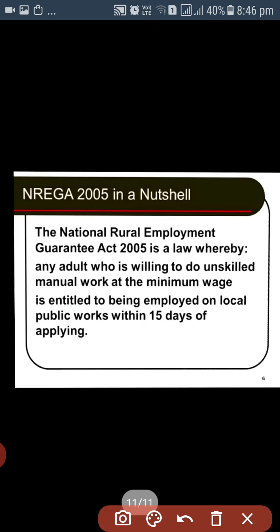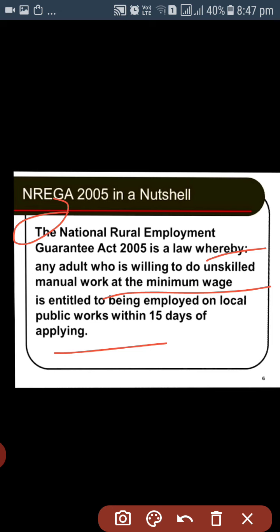So in a nutshell, we can say that the National Rural Employment Guarantee Act 2005 is a law whereby any adult who is willing to do unskilled manual work at the minimum wage is entitled to being employed on local public works within 15 days of applying. Work can be like repairing roads, cleaning roads, and bridges also. These are many works for the development of the country that the government is providing to the general public. This is a two-way policy.